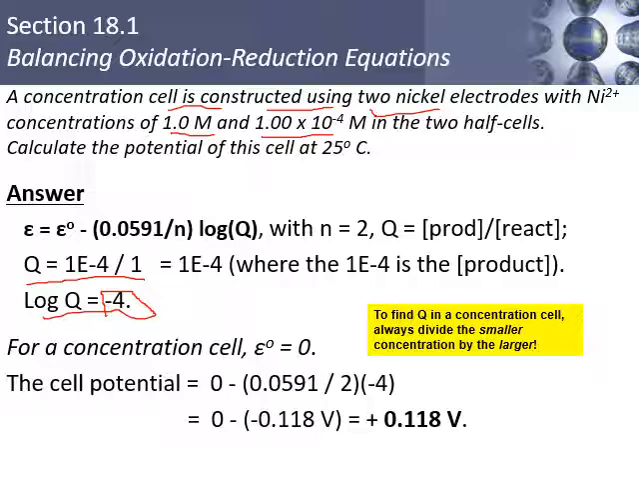What would N be? So let's look back up at the problem statement. Nickel is in the 2+ state. How many electrons would it gain? 2. So N is going to be 2. So we figured out what Q is. We figured out what N is.